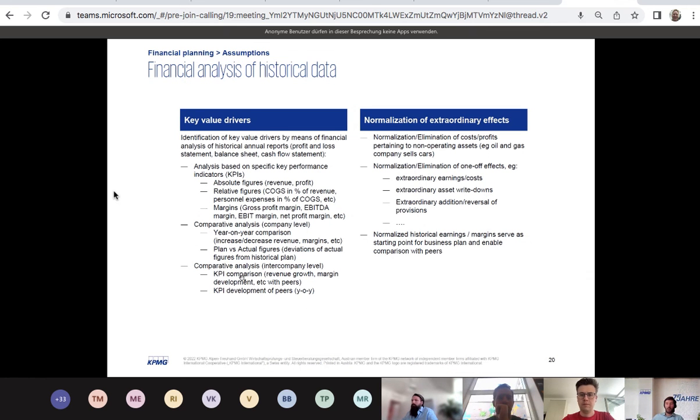And what we have also here is the normalization of extraordinary effects. It's also important to have in mind that sometimes you have quite large extraordinary effects, for example due to COVID, or due to any other crisis, basically. And maybe you want to eliminate these extraordinary effects to make historical figures more comparable.